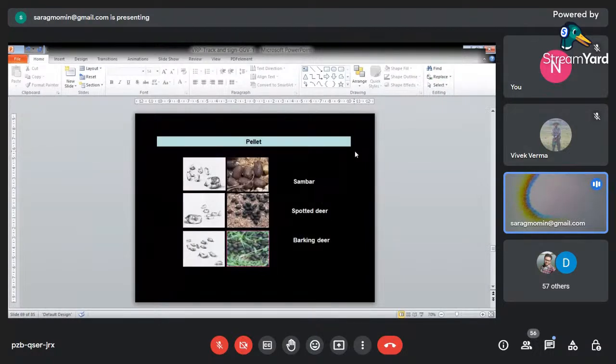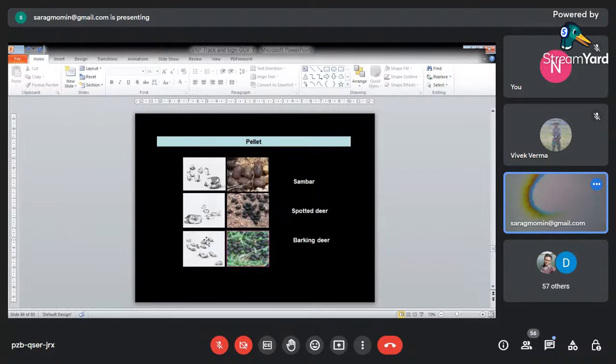So this is a pellet. Pellet means the stool that a deer releases. So you can easily distinguish. This is wider, one side is blunt, another side is pointed. Here this one is comparatively thinner. And this one is kidney shaped and pointed in one direction. You can see a hook shape at the end.